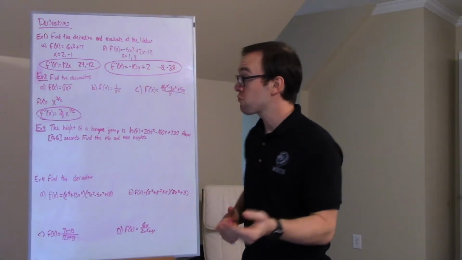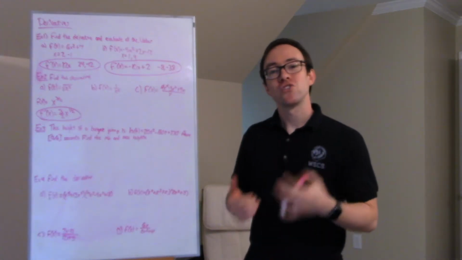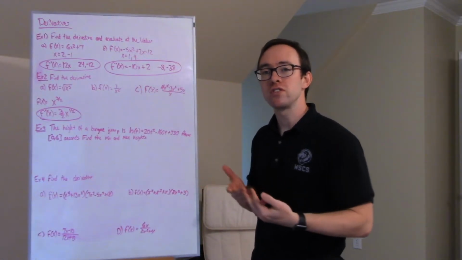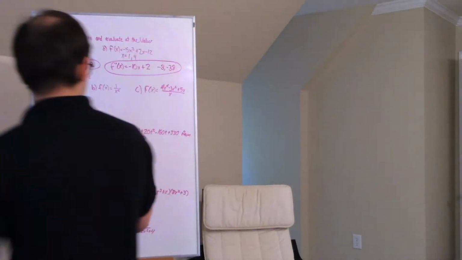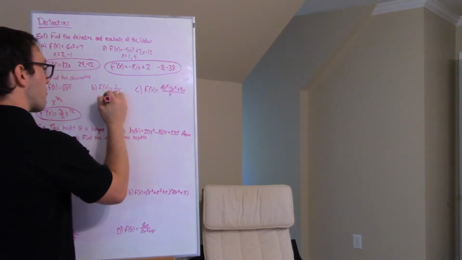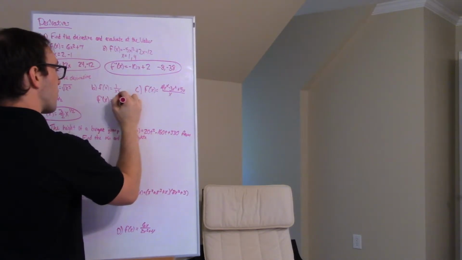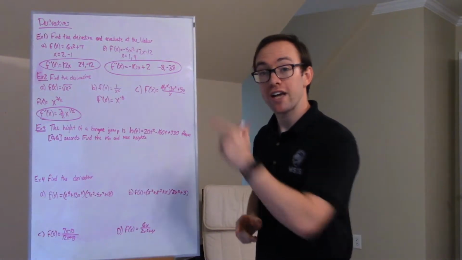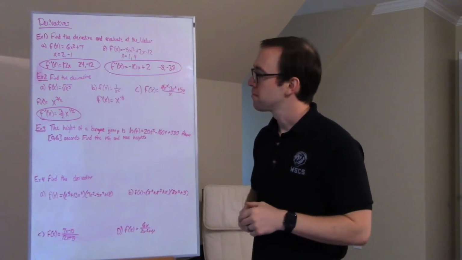So part B, f of x equals 1 over x to the fifth. We still want to look at it with exponent rules in mind. So instead of dealing with it on the bottom of a fraction bar, why don't we move it to the top by making our exponent negative? So 1 over x to the fifth can be rewritten as x to the negative fifth.